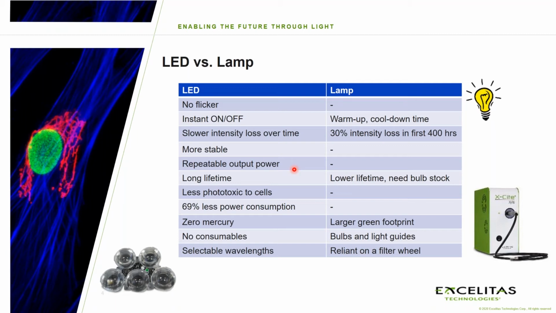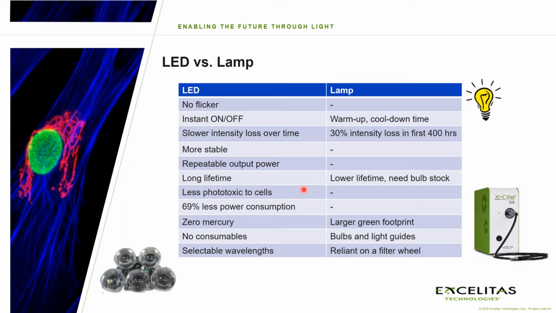LEDs are inherently more stable. LEDs also have repeatable output power because of the stability. Every time you turn it on, you know you're going to get the same power as before. With a lamp, because you don't know when the intensity is degrading, you have to be aware of what power is actually coming out of the lamp over time. Long lifetime, between 10,000 and 25,000 hours. A lamp, like I said, is between 100 and 2,000.